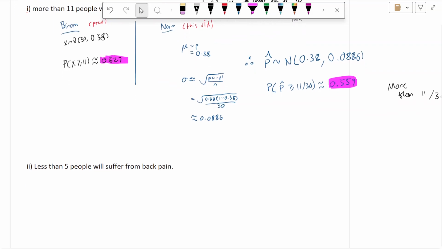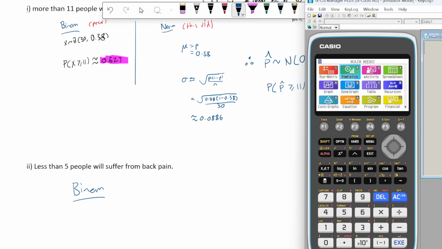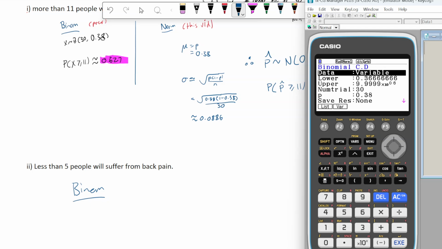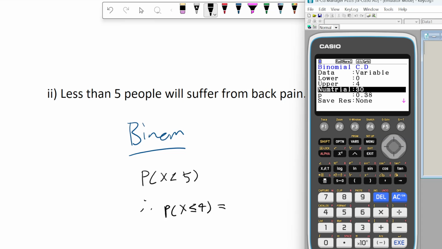So again, if we did the binomial method, we'd be looking at, let's go stats, distribution, binomial BCD. The lower would be 0 and the upper would be 5. Less than 5, the upper should actually be 4. You've got to be really careful. So with binomials, if I'm looking for the probability that x is less than 5, therefore that's the probability that x is less than or equal to 4, because it doesn't include 5. So you got to be real careful there.